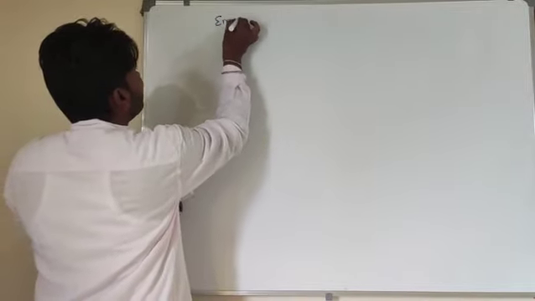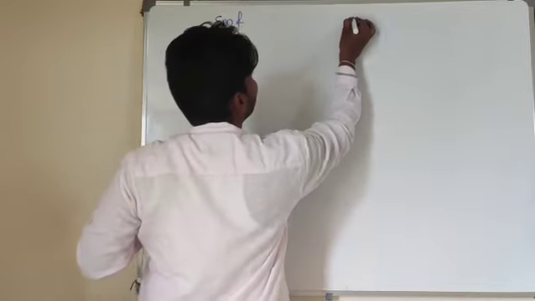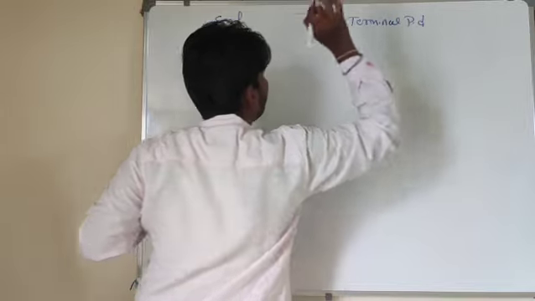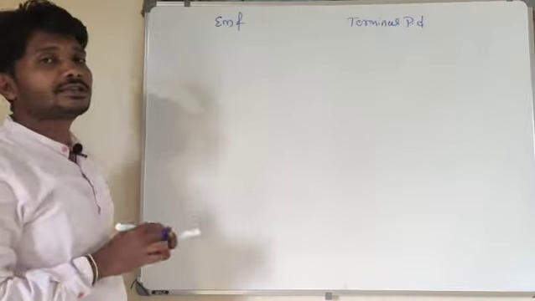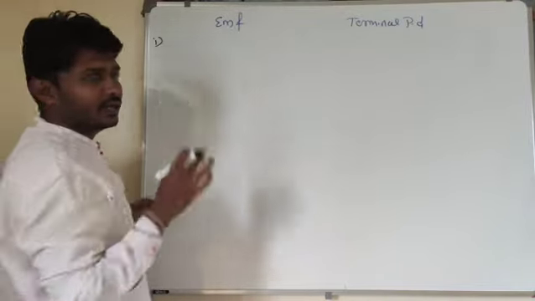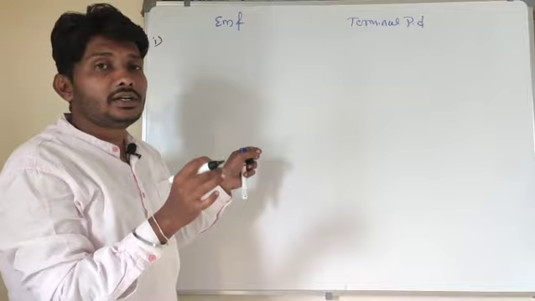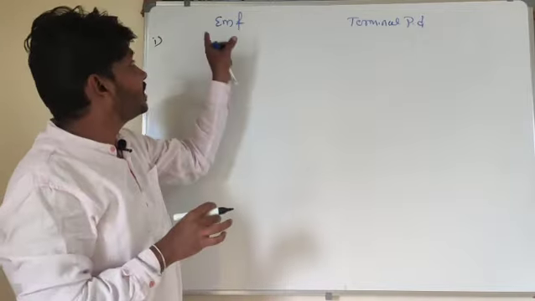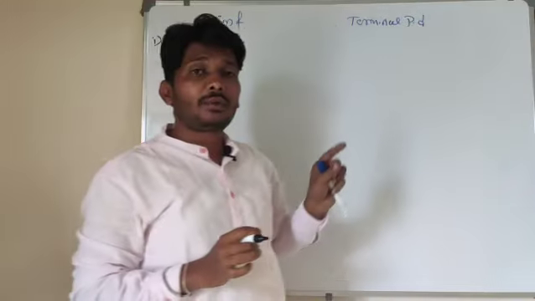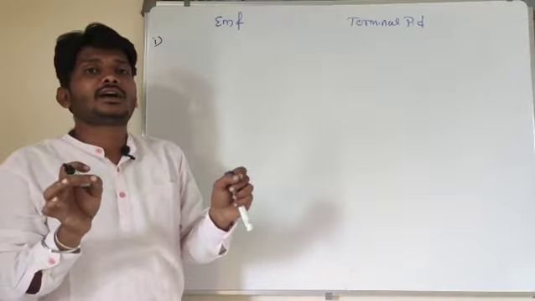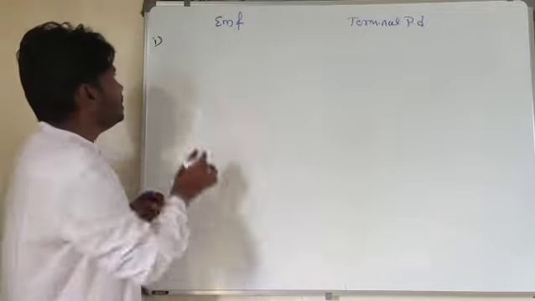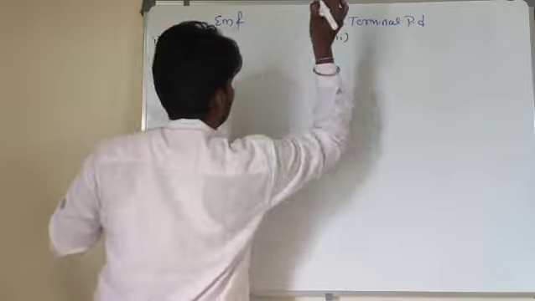So the difference between EMF and terminal potential difference. What's the first difference? First you may write the definition. EMF means potential difference across the terminals of the cell when the circuit is open. So EMF means open circuit, whereas terminal potential difference means potential difference across the terminals of the cell when the circuit is closed. So that is the first difference, by the definition.